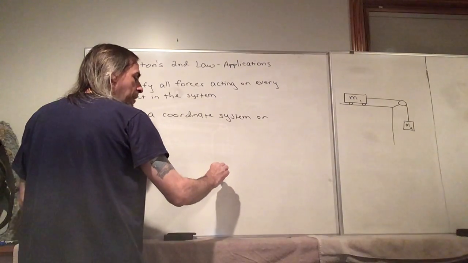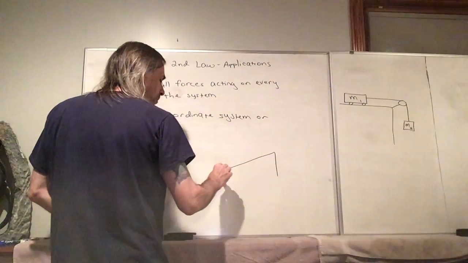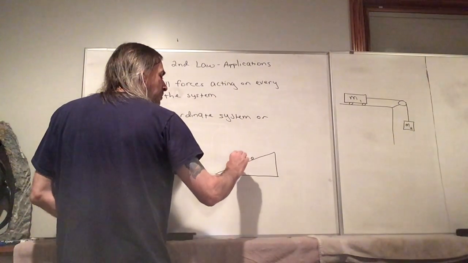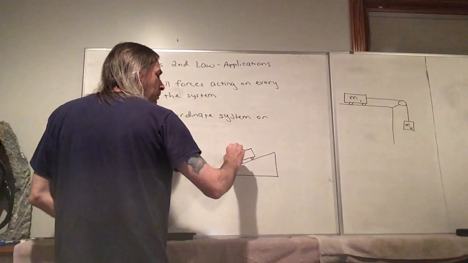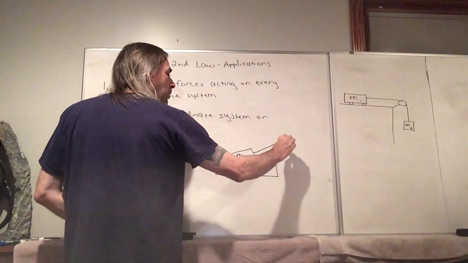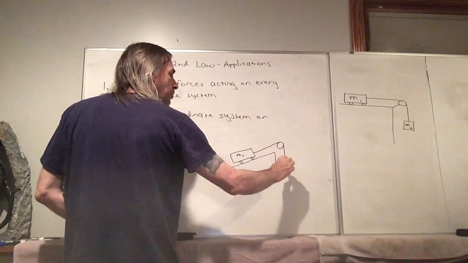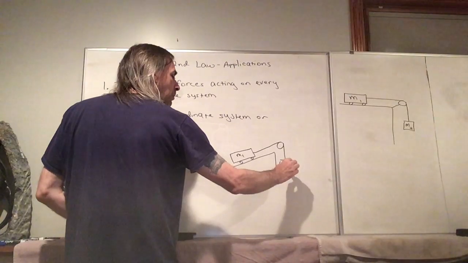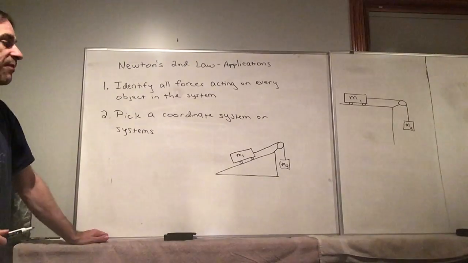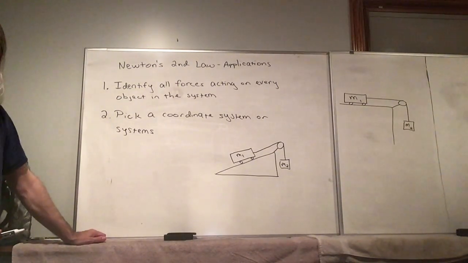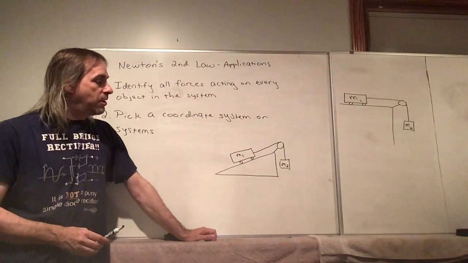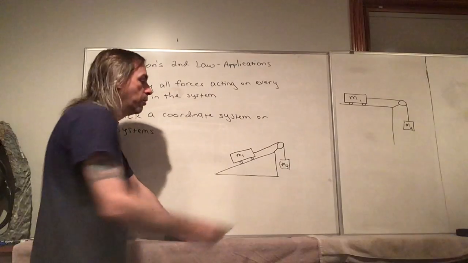Let's do the first two steps, but let's say we have a problem like this, where we have a cart on an inclined plane. Let's call that M1, and again, that's attached to a pulley, and here's M2. Okay, so step 1, identify all forces acting on every object in the system. This is actually not quite as easy as it looks. But let's start with the easy one, M2.